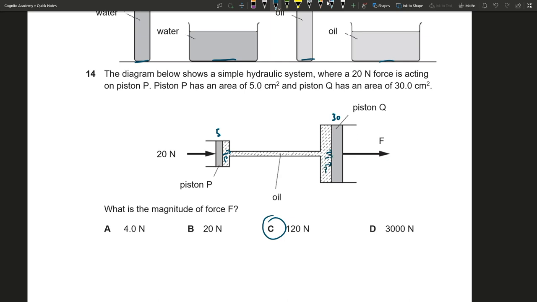So very simply, let's just calculate the pressure at piston P, then we'll get the pressure at piston Q, and we can multiply by the area at piston Q to get F. So at piston P, the pressure is 20 newtons over 5 cm squared, which is 4 newtons per cm squared, and this is the same, 4 newtons per cm squared is equal to F divided by 30 cm squared. So F equals 4 times 30, which is 120. So the answer here is C.